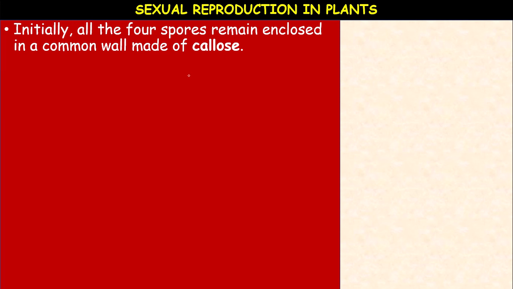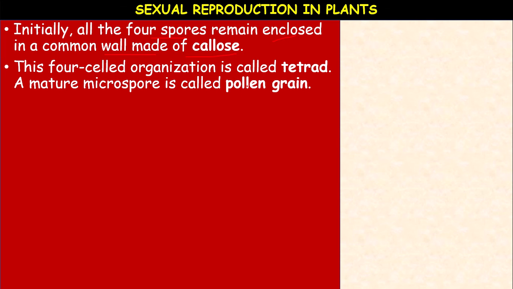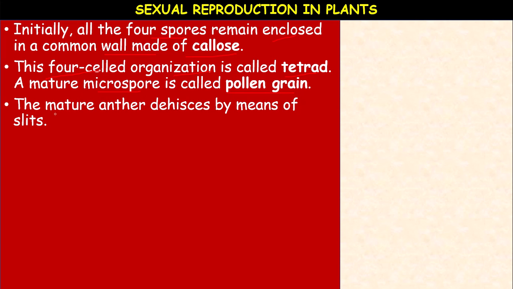Next, initially means in the beginning, all the 4 spores remain enclosed in a common wall made up of callose. Then this 4-celled organization is called a tetrad. A mature microspore is called a pollen grain. The mature anther dehisces, breaks by means of slits.